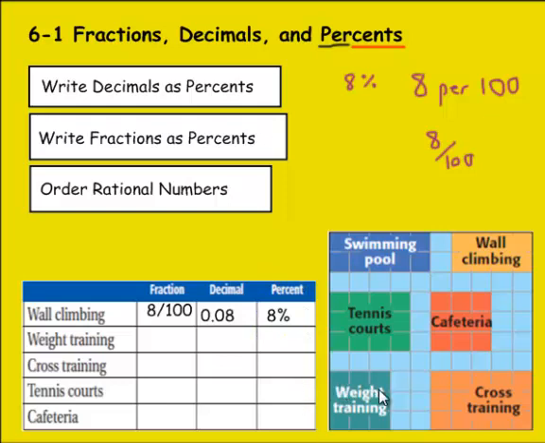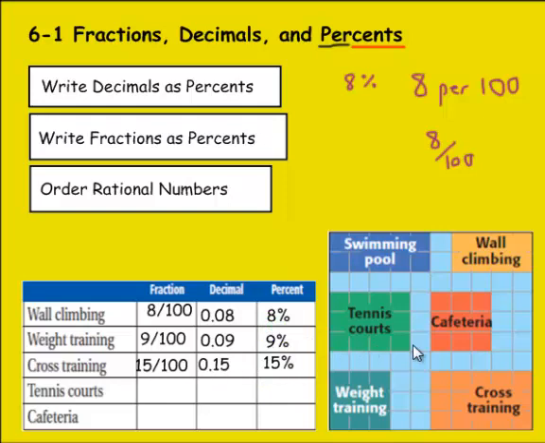Then weight training. Weight training looks like 1, 2, 3, 4, 5, 6, 7, 8, 9. So if I'm going to write that as a fraction, I would say 9 out of 100. Writing it as a decimal, I would write 0.09, which would be 9 hundredths. And then as a percent, I would say 9%. Cross training then. Cross training looks like 15 total boxes. So if I write that as a fraction, it would be 15 over 100. Decimal would be 0.15, 15 hundredths. And then as a percent, I would say 15%, 15 per 100.